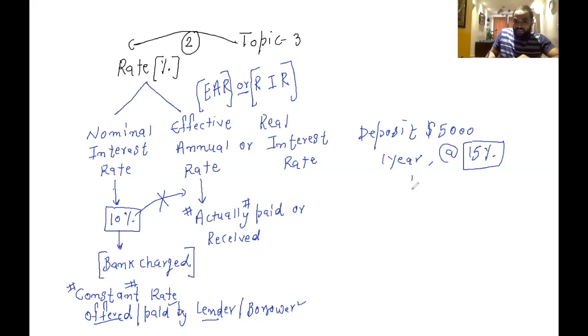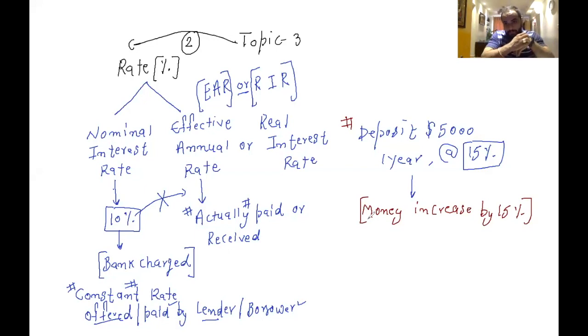Now, in other words, what does it mean? It means your money will increase by 15%. That's the meaning of this, right? In simple words, if you deposit $5,000 in the bank, this $5,000 will increase by 15% every year. That's a very simple explanation of depositing $5,000 for 1 year at 15%, all right? Okay, so now this 15% is your nominal interest rate. This is NIR here, which is 15%.